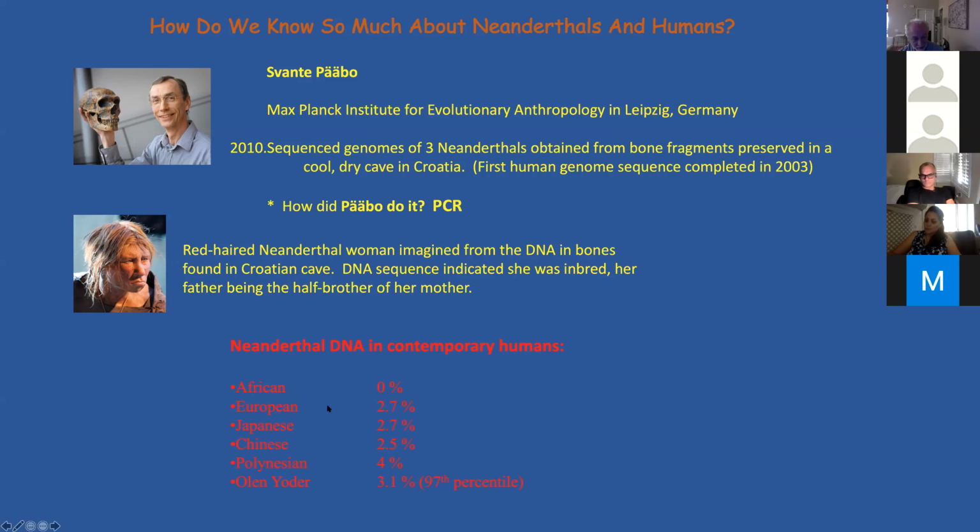So that now Europeans and Japanese have about 2.7% Neanderthal DNA, Chinese about 2.5%, Polynesian 4%, and me 3.1%. I had my genome sequenced, the exons sequenced. And so I'm sort of high in Neanderthal DNA. I'm in the 97th percentile. And any of you who have had your genome sequenced, you can look and see what percent Neanderthal you are.